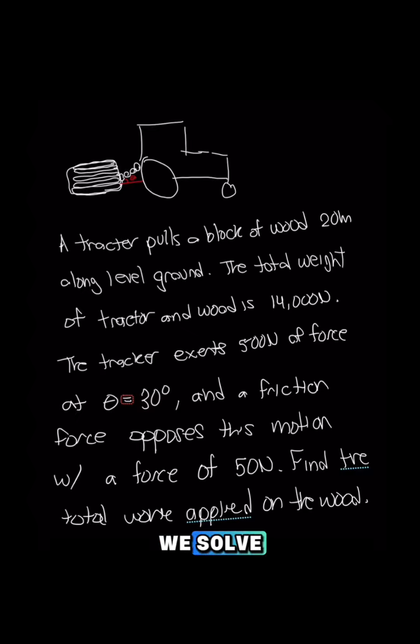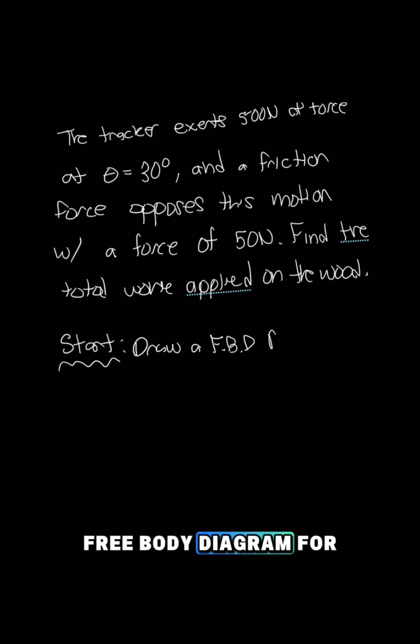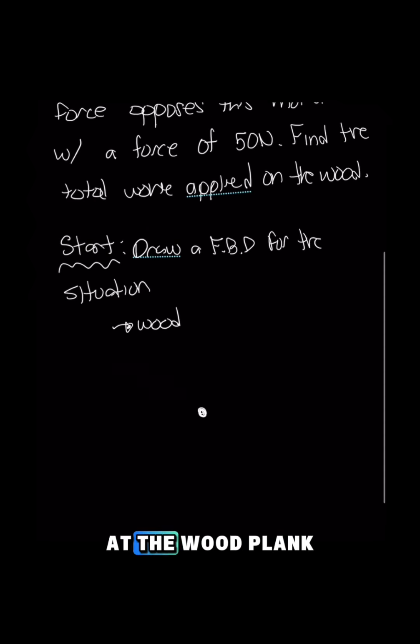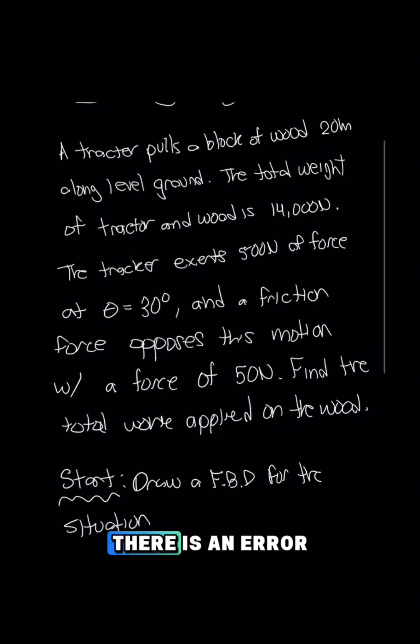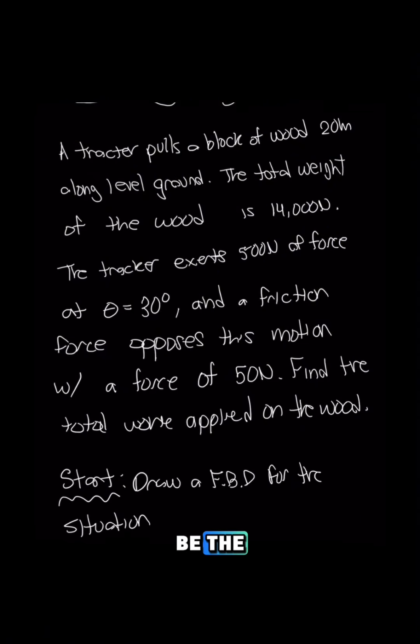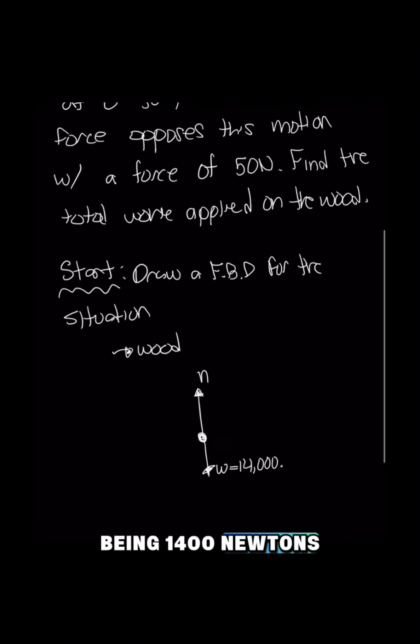So how exactly can we solve this question? We start off by drawing a free body diagram for the situation. We're going to be looking at the wood plank. So we're going to have the normal force. There is an error in the question here. It's just supposed to be the weight of the wood being 1,400 newtons. So we write that down.